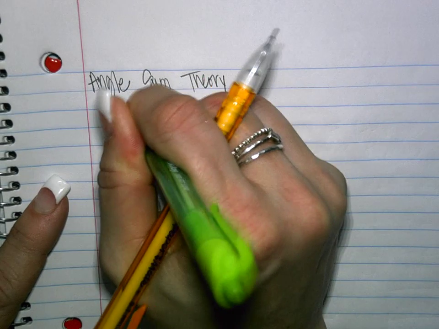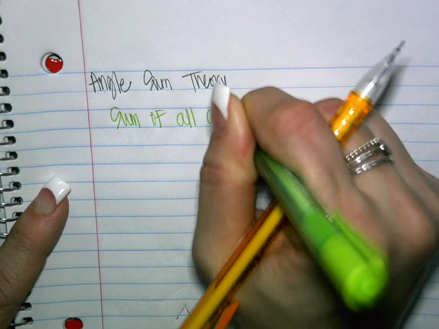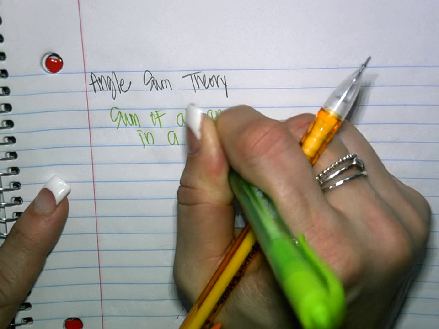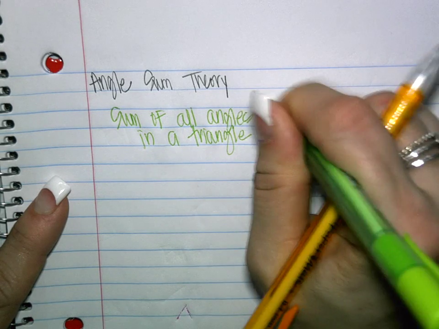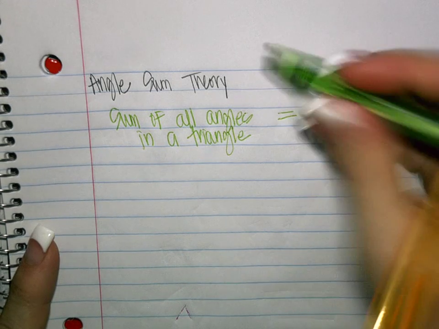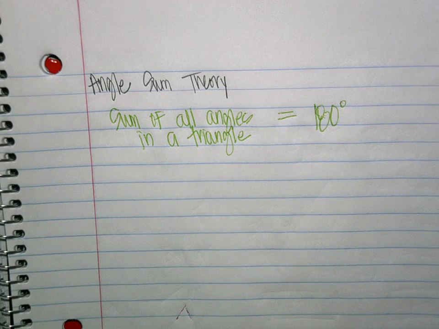The angle sum theorem. What does the angle sum theorem tell you about all the angles in a triangle? The sum of all angles in a triangle equals what? If you add up all the angles inside a triangle, what will it equal? 180. 180 degrees. Perfect. So, just keep that in your mind.